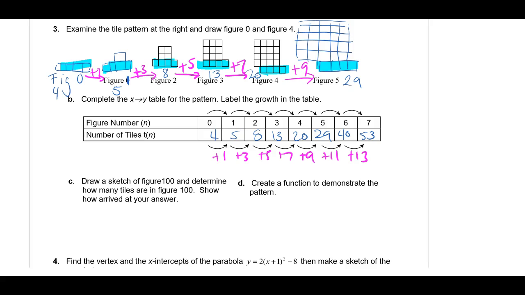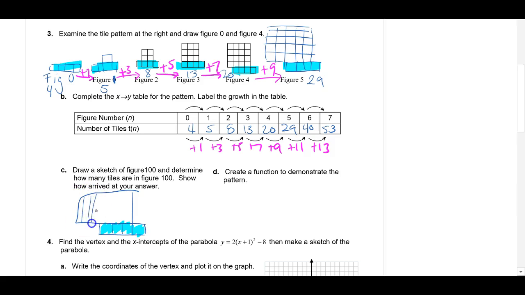Okay, so we finished the table. So now what we need to do here on C is we got to draw a sketch of figure 100. Okay, and you guys remember these. Remember that, first of all, we know that we're going to have those 4 blocks, just like we did before, because they're always going to be in every figure. So we'll first draw those 4 blocks. And then we're going to have a square on top. And if you notice, my little sketch is not perfect at all, because I don't expect perfection.